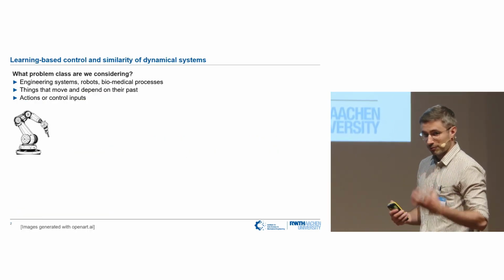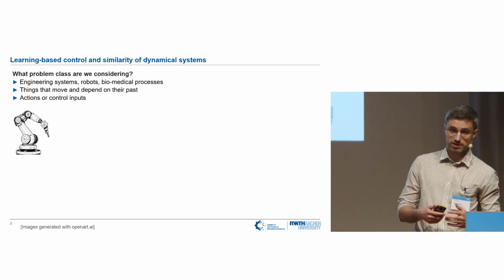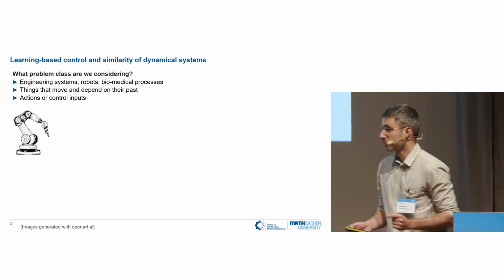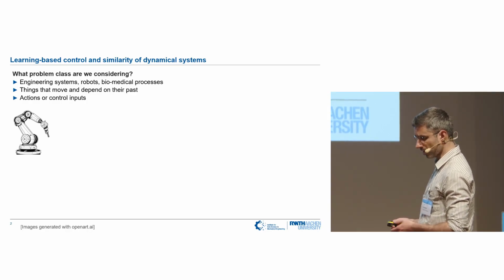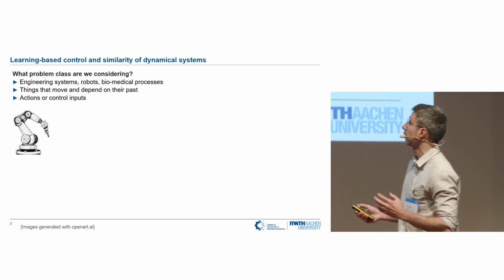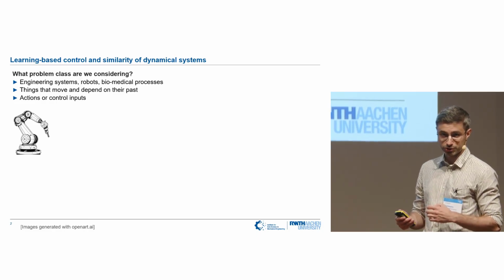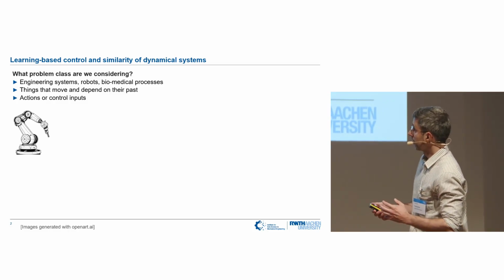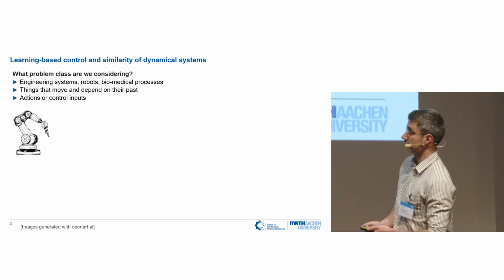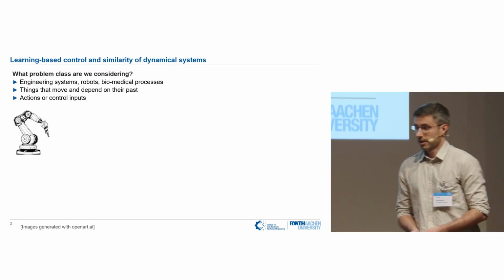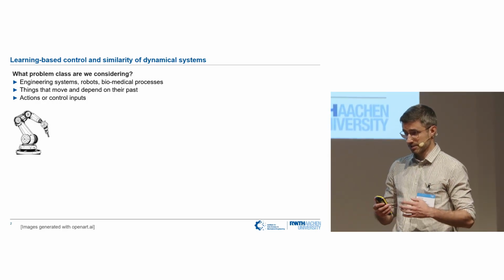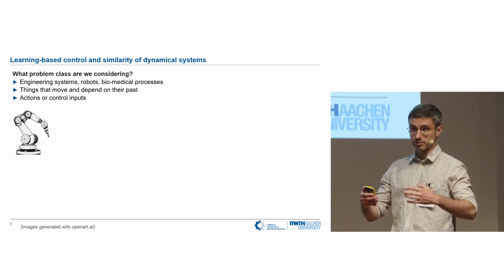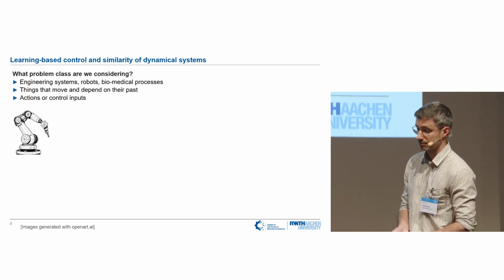The term dynamical system is heavily overloaded, and since this is an interdisciplinary event where many communities are coming together, I'll go through the details of what problems I'm actually considering, and what you should imagine when I talk about dynamical systems. As a rule of thumb, think about engineering systems, robots, or biomedical processes. These are mostly things that move around, and they depend on their past. They can't just teleport through space. They need to somehow evolve, and they have this autoregressive structure.